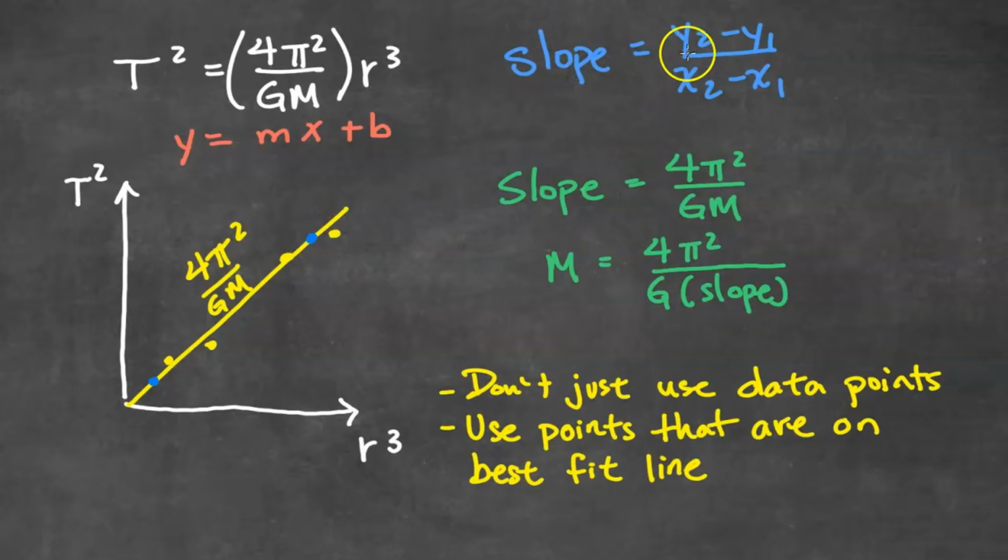So the slope equation is y2 minus y1 divided by x2 minus x1. You could also use rise over run as well. And then we know that the slope is 4 pi squared over big G times big M. And so setting the slope number that I got, I'm going to substitute that for the slope. I'm going to solve for M. So I'm going to isolate the M, substitute the slope number here, and solving for M, that will give us the mass of the planet.